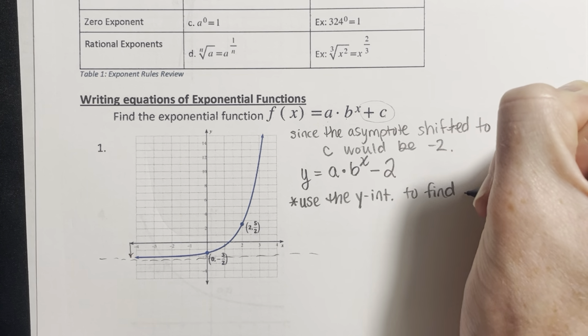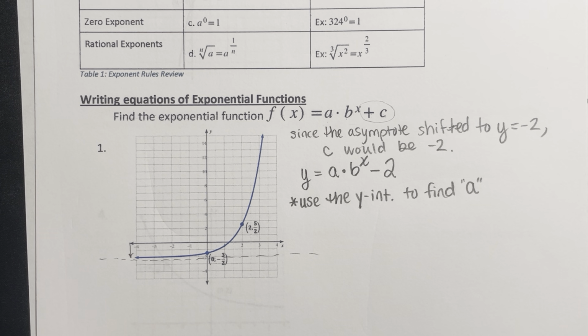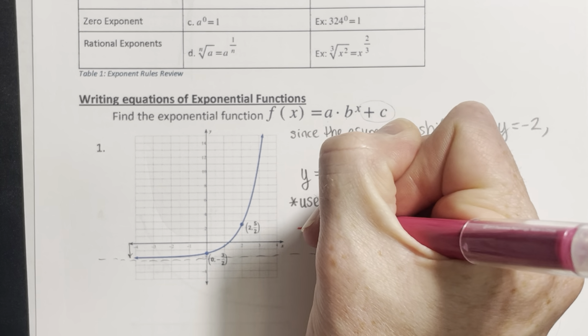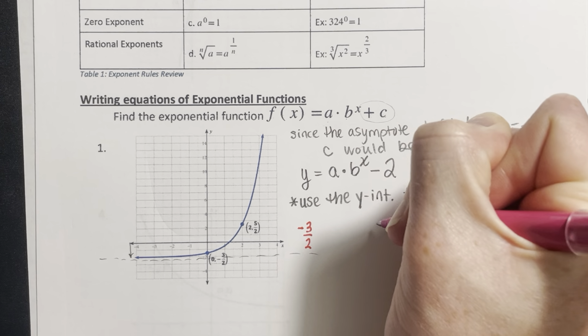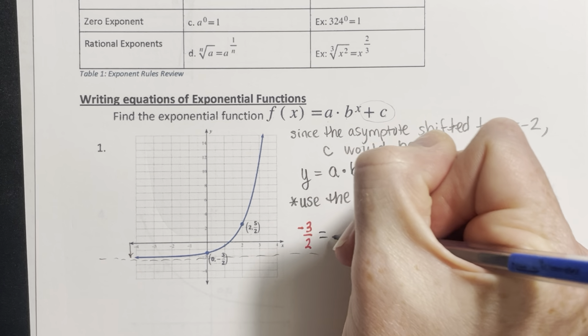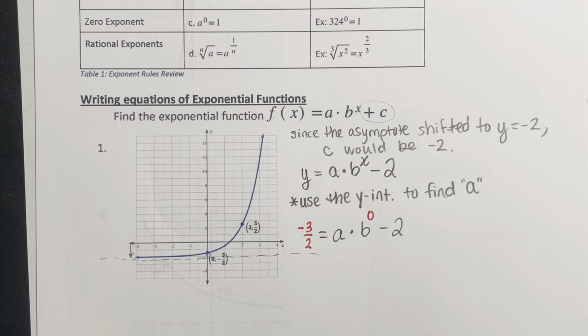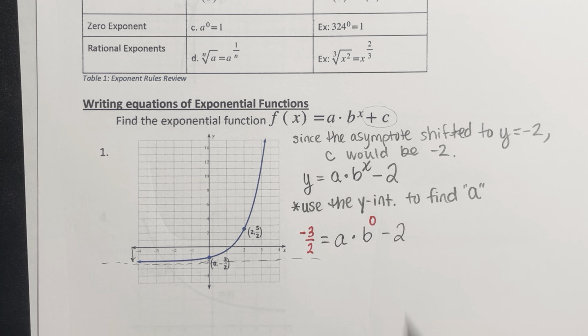We use the y-intercept to find a. The point here is (0, -3/2). So that means that y is -3/2 when x is 0. I can plug that in, using that relationship to find what will satisfy this equation. The reason we use the y-intercept first is because of this b to the 0 power. Anything to the 0 power is 1.